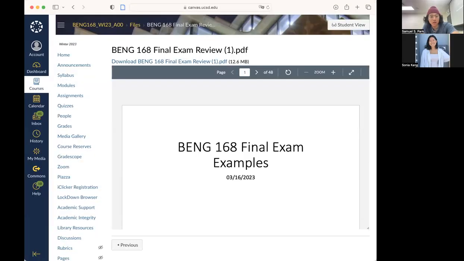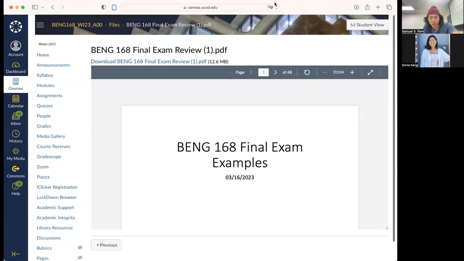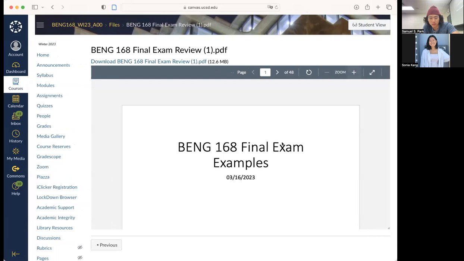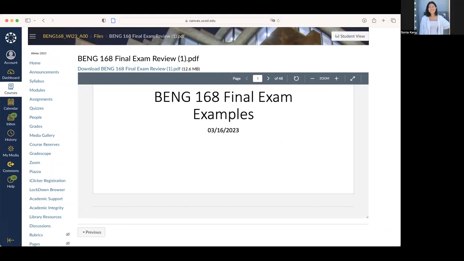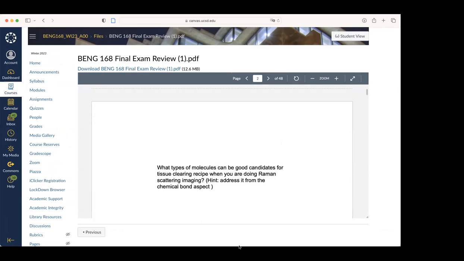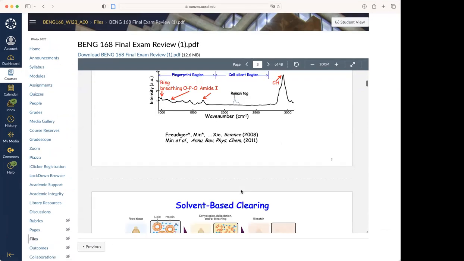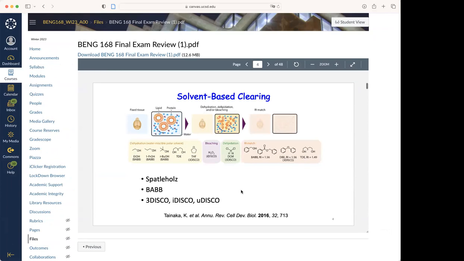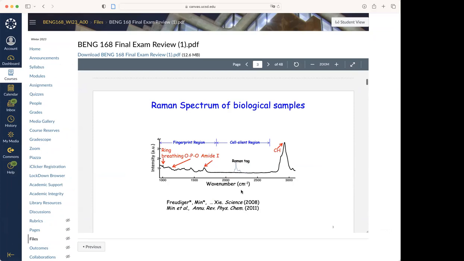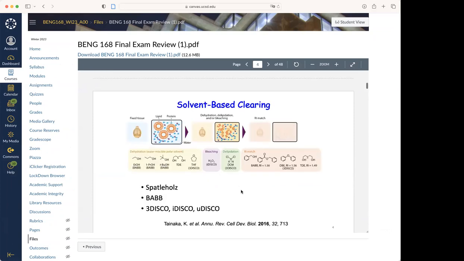Okay, I'm looking over the slides, and for me personally, I think the only one that's still a little bit confusing to me is solvent-based clearing versus aqueous-based clearing, in slides 3 and 4. Because I'm pretty sure that generally what clearing means is making a tissue transparent for imaging. But I was confused on the differences during her lecture.